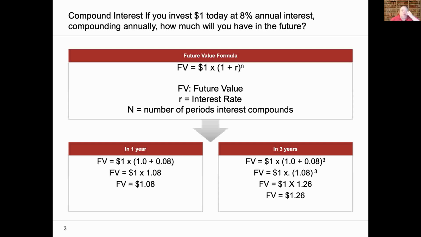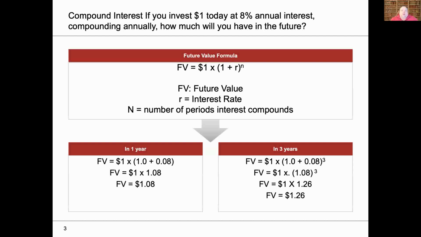To answer that question, we use what's known as the future value formula. Future value equals the amount you're investing today, which is $1, times a multiple. And the multiple is 1 plus the interest rate you'll be earning, raised to the nth power, where n is the number of years over which it'll compound.